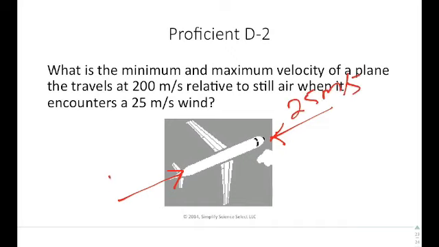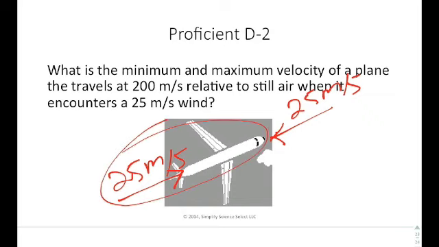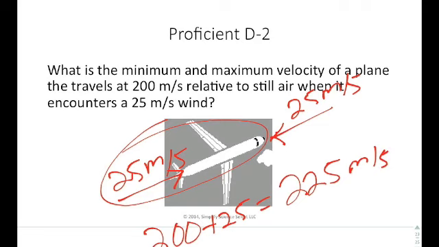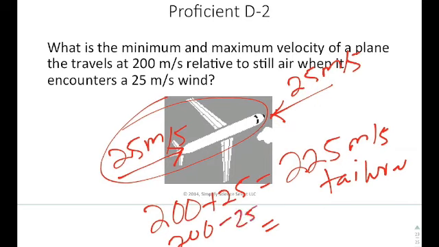A lot of you say, oh, one's a head-on collision and one is a collision from behind, so you add and subtract. It's not entirely true. If you think about it, a tailwind when you're in a plane is pushing the plane forward, so it's actually making the plane move faster. In this case, it's going to be 200 plus 25. So the maximum velocity is a tailwind at 225 meters per second. And when you're in a headwind, when something's pushing against you, it's going to subtract. You're going to end up getting 200 minus 25, or 175 meters per second when you have a headwind.